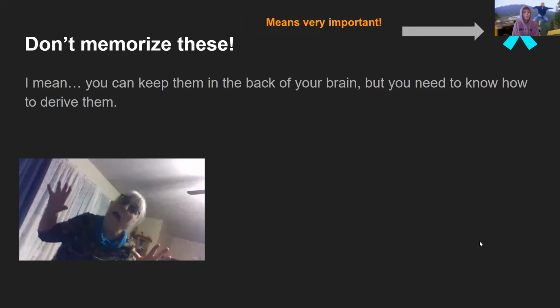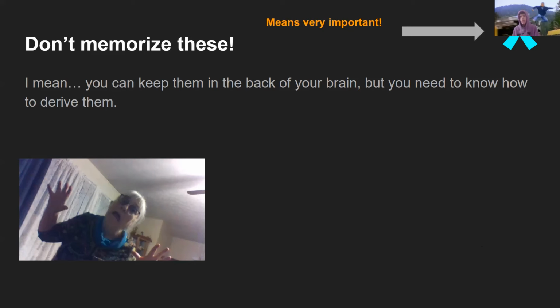Don't memorize these. I mean, you can keep them in the back of your brain, but you need to know how to derive them. It's not bad to memorize them, but you don't have to, because most of these can be found by deriving equations. But if you do memorize them, just make sure that if they ask you for an equation, you don't just write it. You have to derive it.